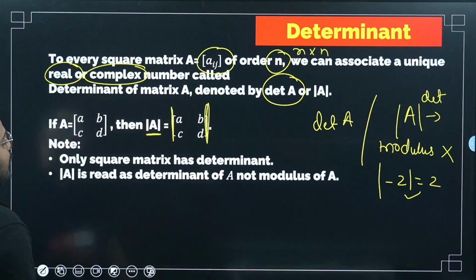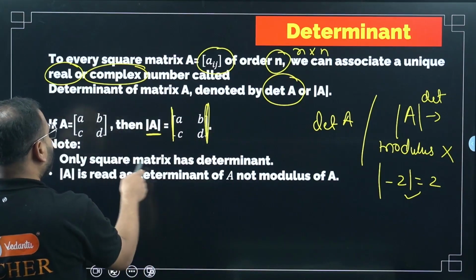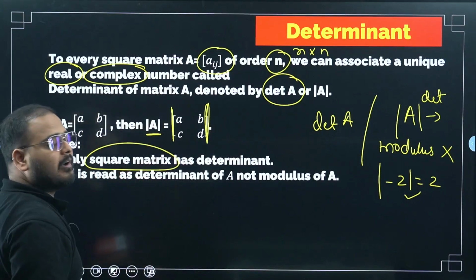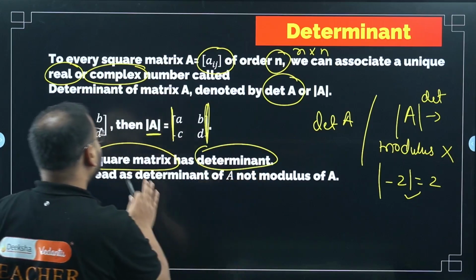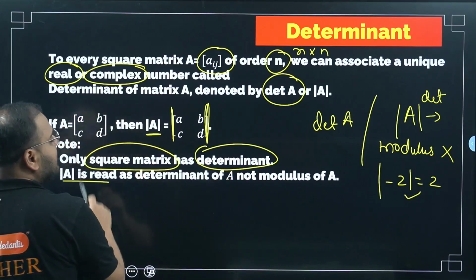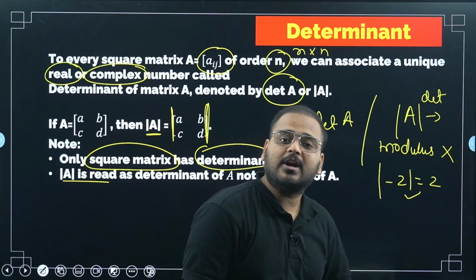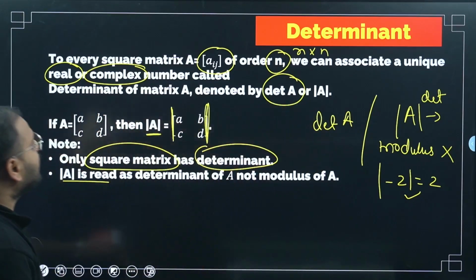One more thing, I have already mentioned this: only for a square matrix can you find the determinant. For any other type of matrix you cannot find a determinant. And it is read as determinant, not modulus.